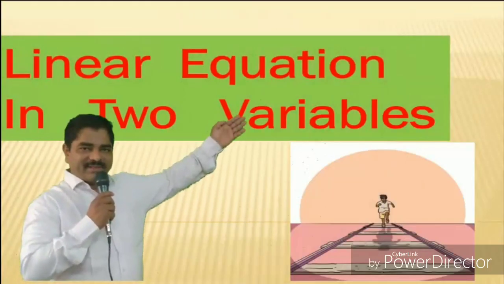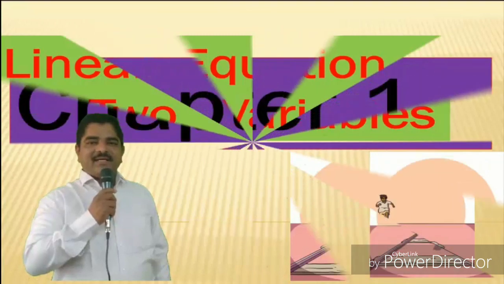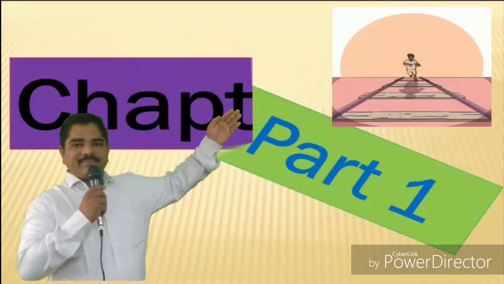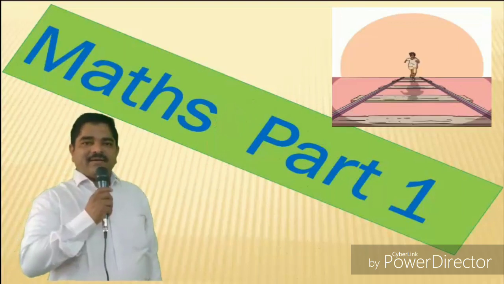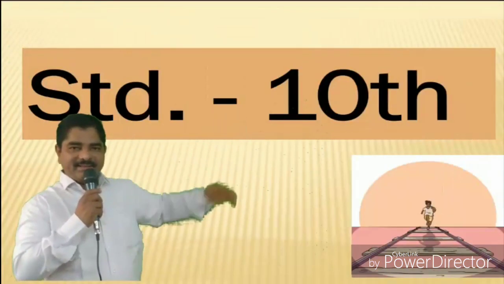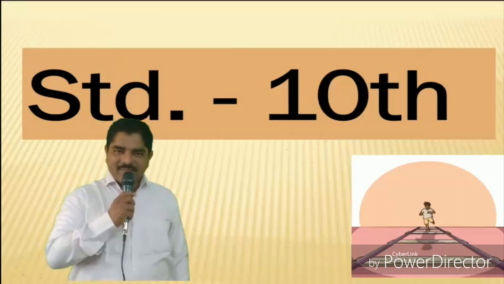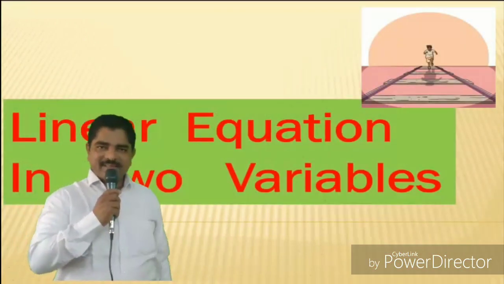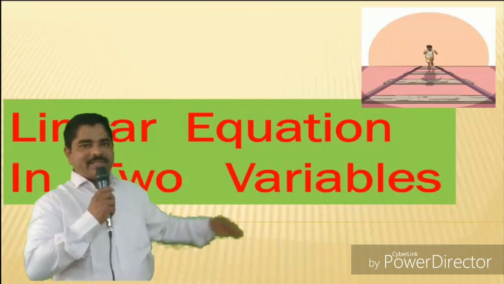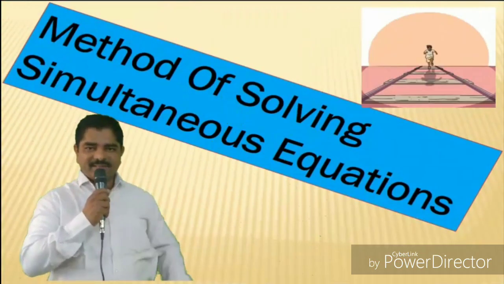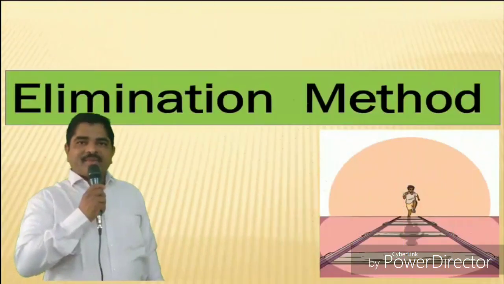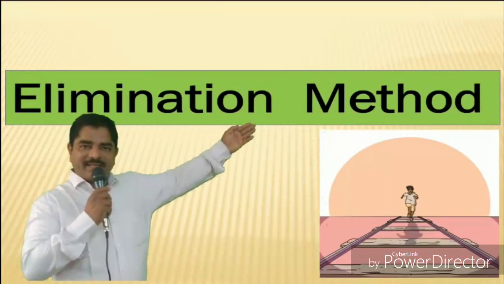Students, today we discuss linear equations in two variables. This is chapter 1, Maths Paper 1 for standard 10th. Today we discuss the following points. First point is linear equation in two variables. Second point, methods of solving simultaneous equations. First method, elimination. Second method, graphical method.